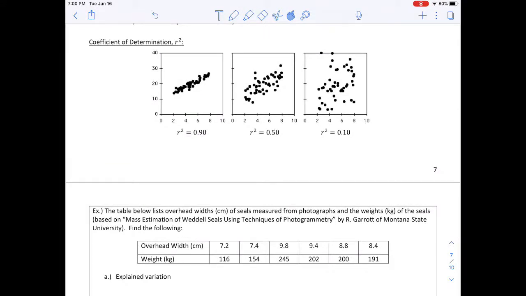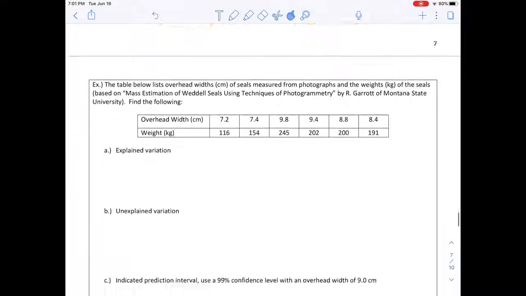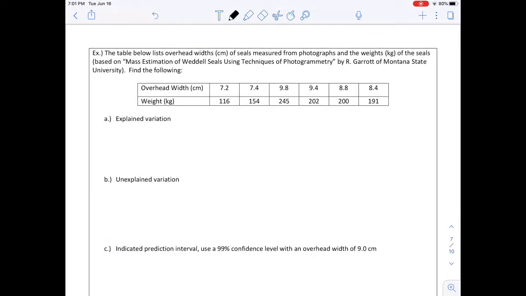There are pictures here with different values of r squared. You can notice if r squared is closer to 1, those values definitely look a lot better, more like a straight line. And when r squared is closer to 0, we don't have it explained as much. So we have another example that I'll go ahead and circle, and we'll work on this one together in class.